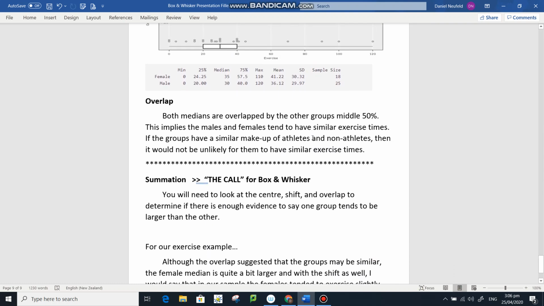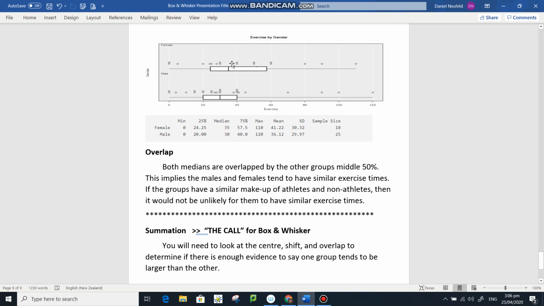In our example, both medians were overlapped, so I'd say that both medians are overlapped by the other group's middle 50%. It implies they tend to have similar exercise times. If the groups were made up of athletes and non-athletes, or something similar, then it wouldn't be unlikely for this to be the case. Again, I'm always trying to say, here I'm just saying what it is. Here I'm saying what it means.